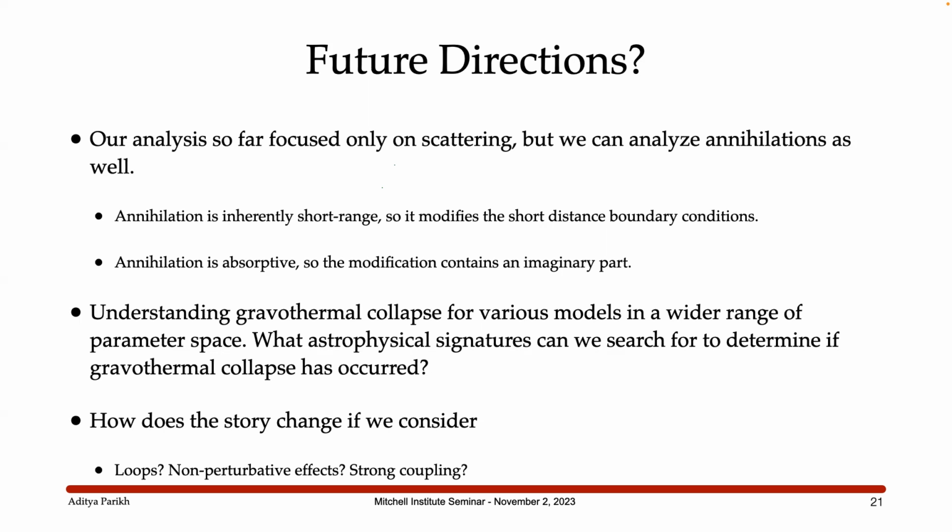And then on the more phenomenological side of things, so far in this entire story I really only focused on the scattering case, right? And it's a natural next step to consider how this behaves when we start thinking about annihilation. The only new features that come along for the ride are basically the fact that annihilation is an inherently short range process. So you expect some contribution of that annihilation part in the short distance boundary conditions. And it's also imaginary because it's going to be an absorptive piece.